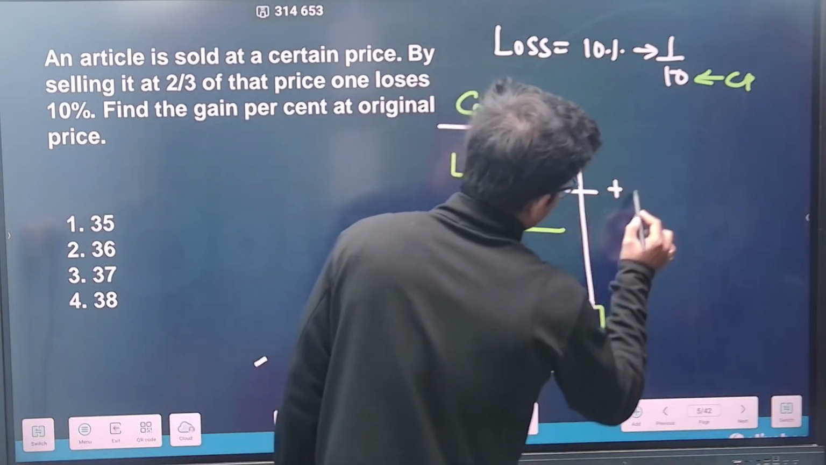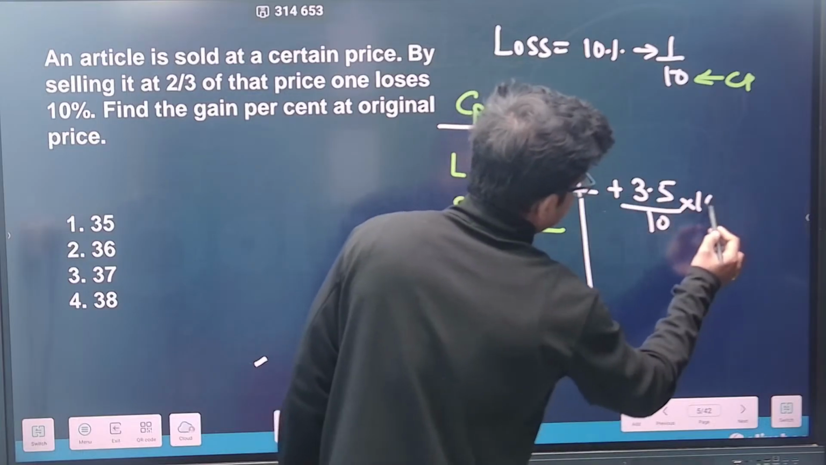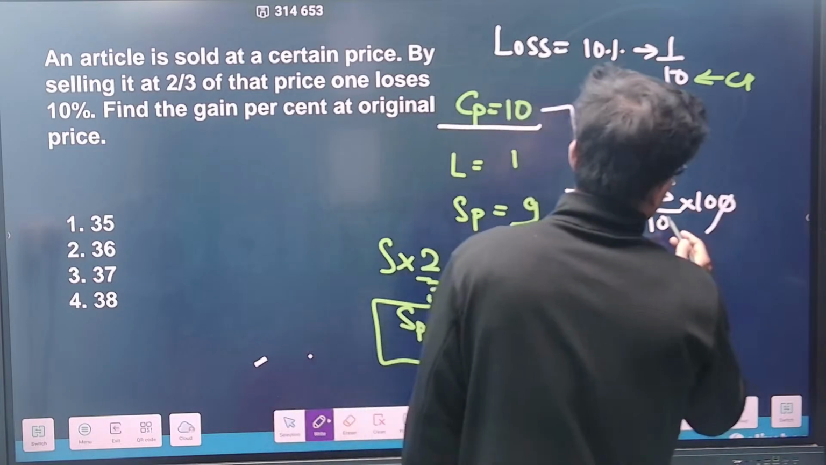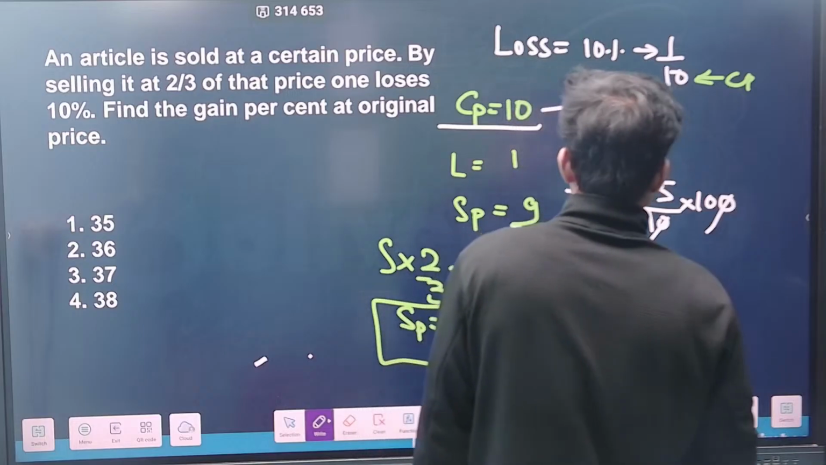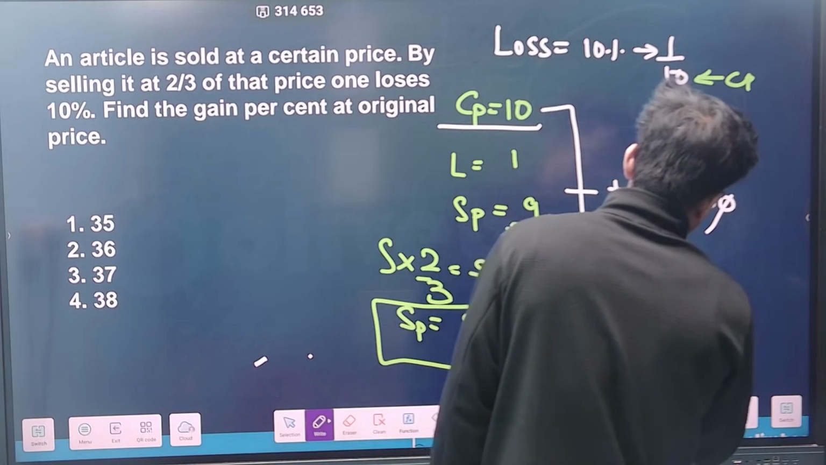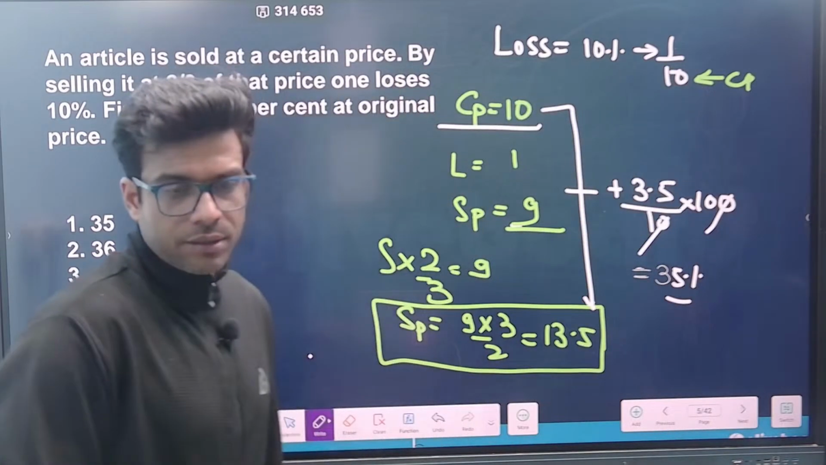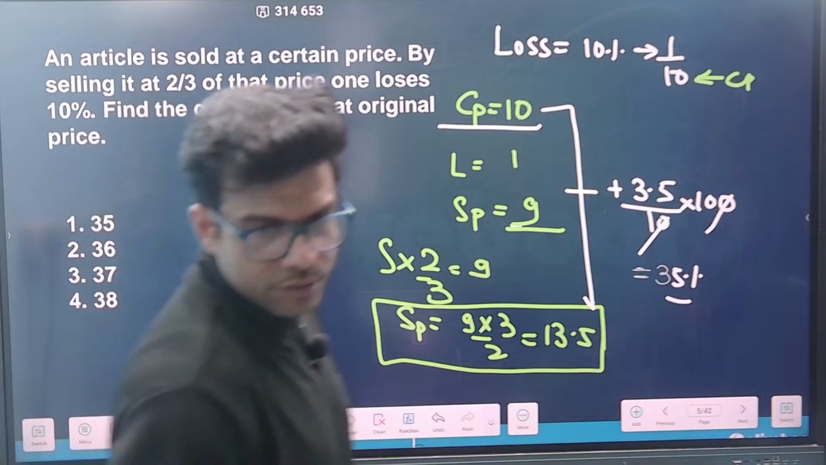So there is a gain of 3.5, correct? On 10, multiplied by 100, isn't it? So this zero cancels, and again I would say there's a gain of 35%. True, everyone, there's a gain of 35%. I hope this much is clear to everyone.